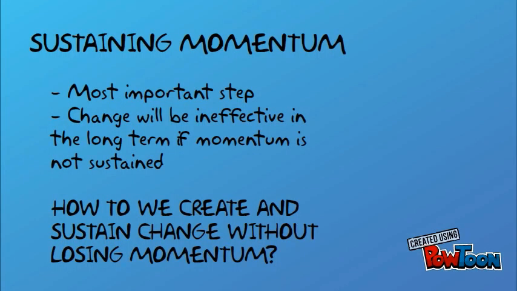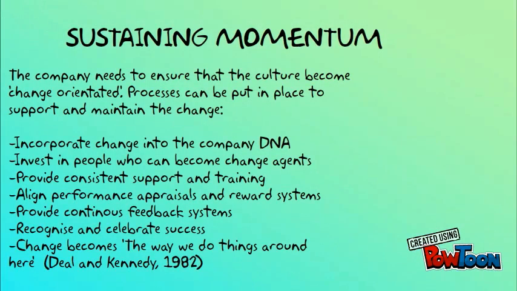The final activity is sustaining momentum. Sustaining momentum is the most important step, as the change will be ineffective if the momentum is not sustained. How do we create and sustain change without losing momentum? The company culture must become change-oriented, and processes can be put in place to support and maintain this change, including incorporating change into the company DNA, investing in people who can become change agents, providing continuous feedback systems, and continuous support.